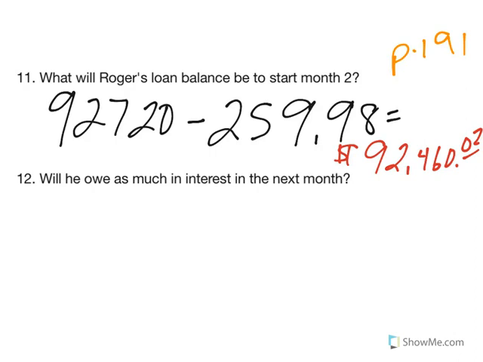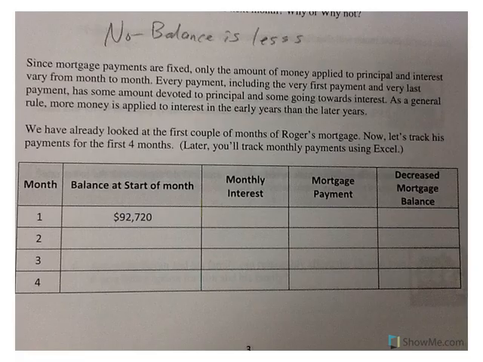And number 12, when you think about this, will he owe as much in interest in the next month? Well, no, because his balance in the first month was $92,720. His balance in the next month is $92,460. If his balance goes down, the interest amount is going down. Now, it's not going to go down by much, but it's going to go down a little. And that's what we want. We want it to go down. So that's good.